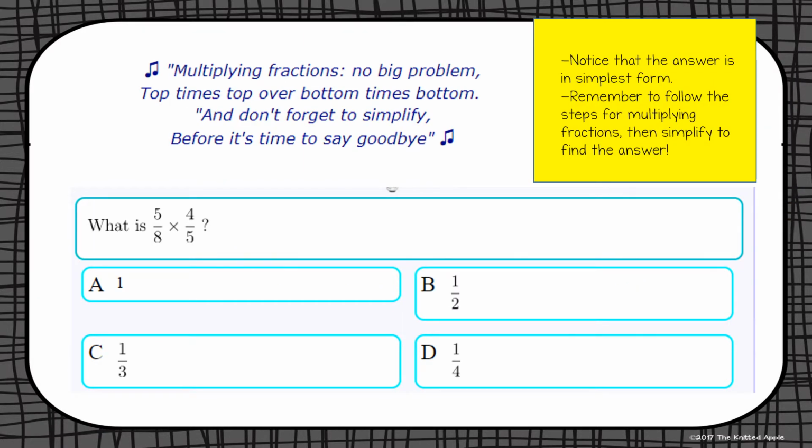So let's take a look at this example here. That rhyme is there to remind you. Notice though that the answers that are shown below are all in simplest form. Remember to follow each step for multiplying. Simplify to find your answer. So what is 5/8 times 4/5?